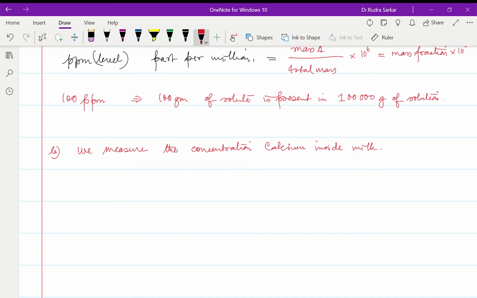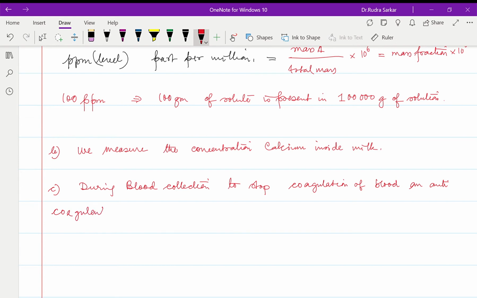Also, during blood test or blood collection, to stop the coagulation of blood, coagulation meaning to stop the blood from thickening, an anticoagulant is added. Coagulation happens because of interaction of air with blood in presence of calcium that is already present inside the blood plasma. And the anticoagulant over here is EDTA. EDTA's job is to take up the calcium and hold on to it to stop this coagulation taking place inside blood.